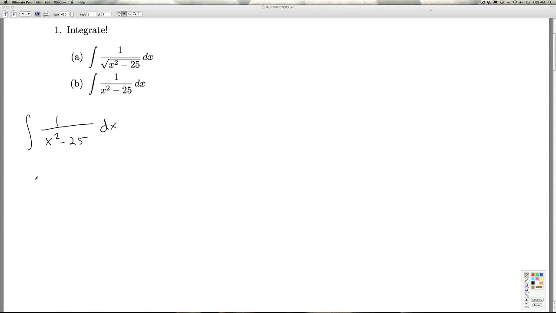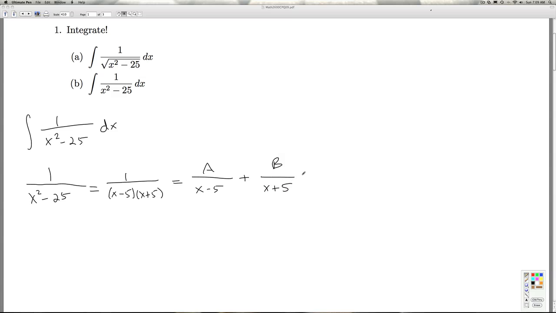All right, so when do I use a partial fraction decomposition? Well, if the denominator is easily factorable, which this one is, you can factor this as the difference of squares. I have two distinct linear factors. So I know this is going to break down into some constant a over the factor x minus 5 plus some constant b over the factor of x plus 5. And to determine the a and b, I'm going to multiply through both sides by this denominator.